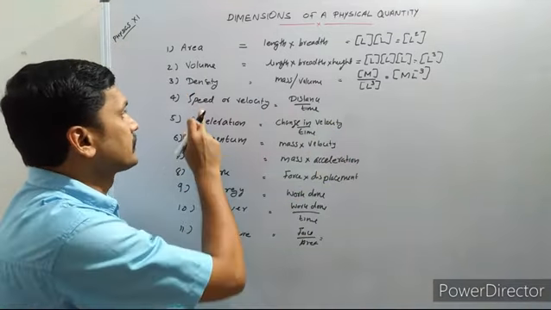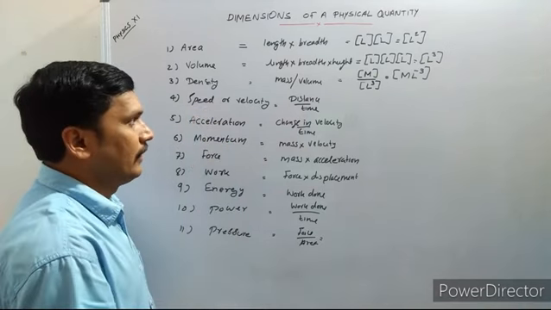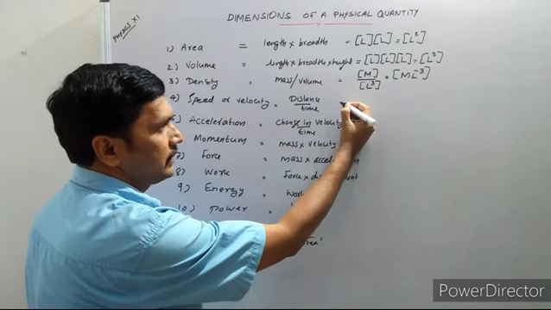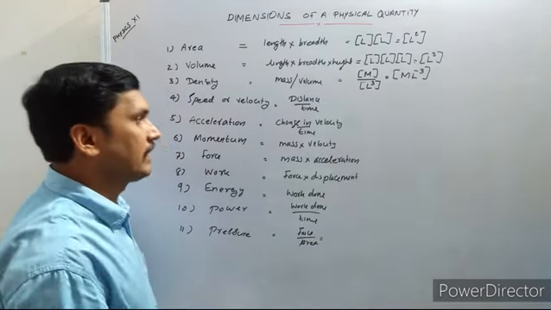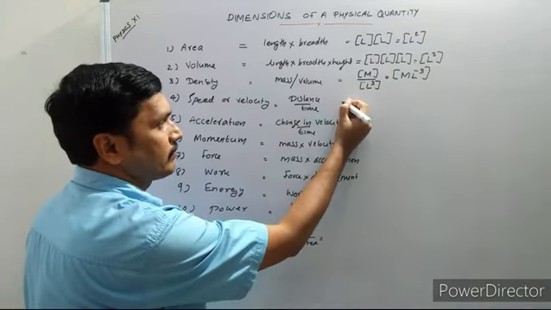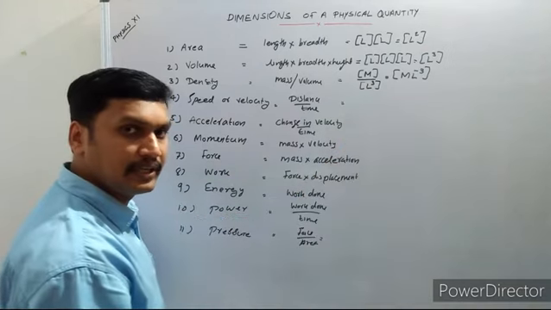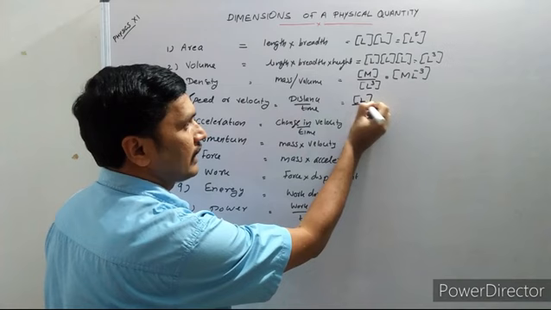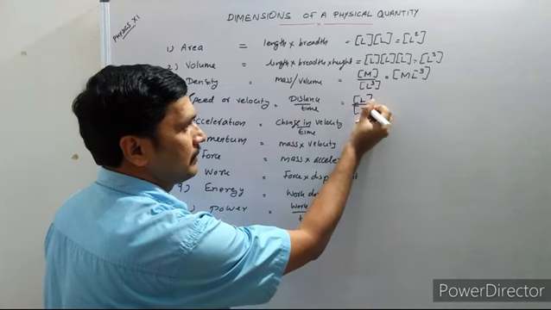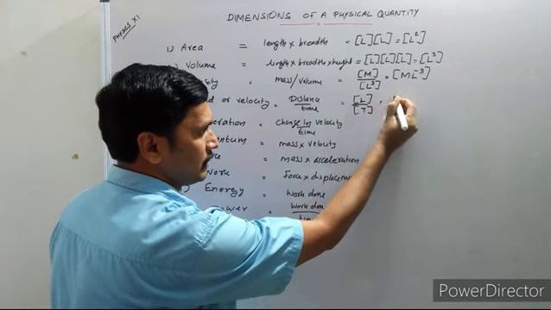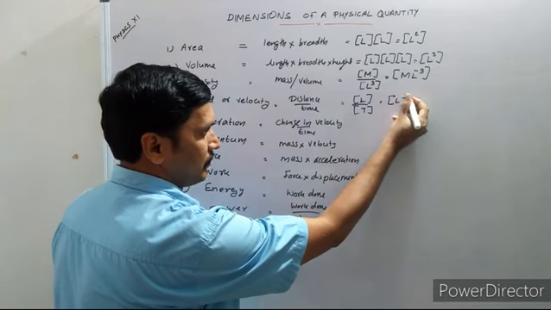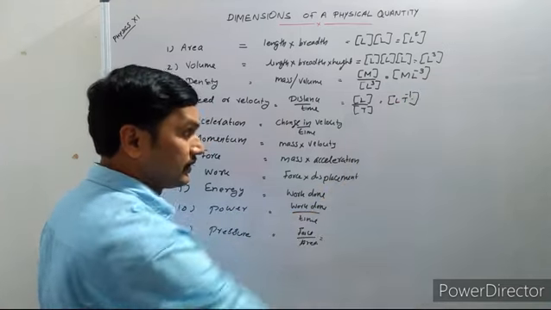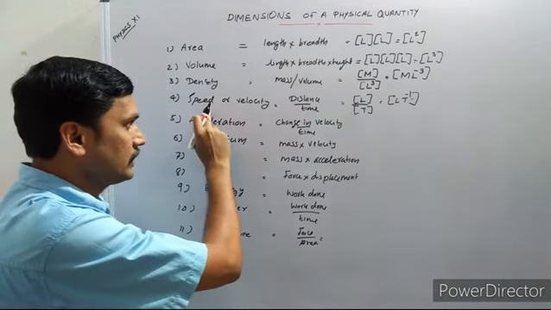Okay. Now speed or velocity. If it is speed, you write distance by time. If it is velocity, we write displacement by time. For speed, distance is a length measurement, so length by time. What is the dimension of time? Capital T. That's equal to L T raised to minus 1. That's the dimension of speed.